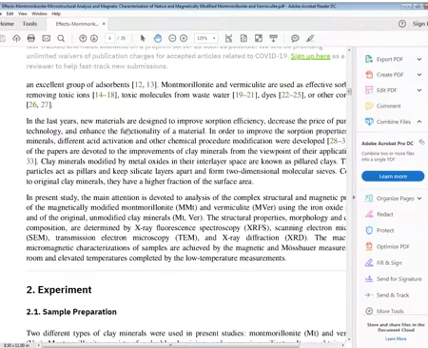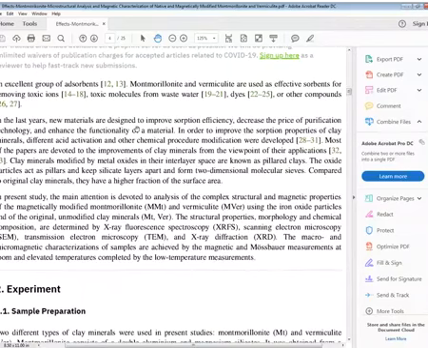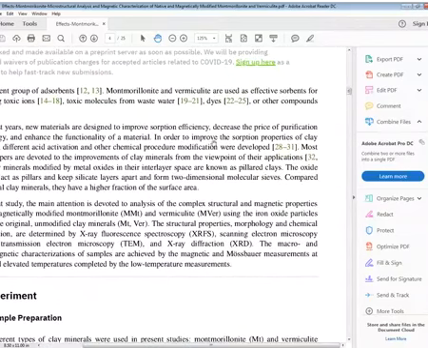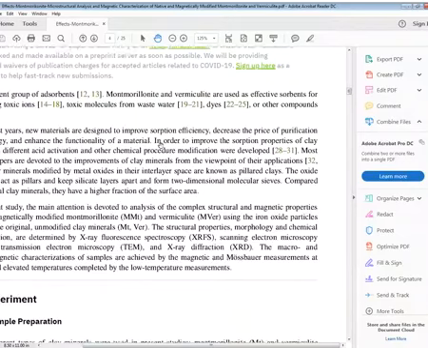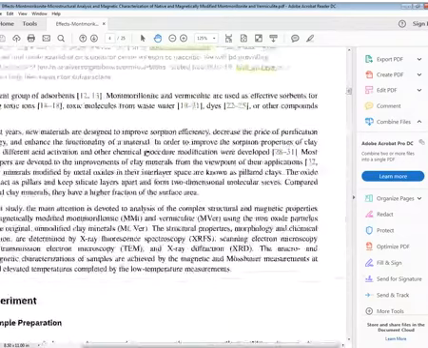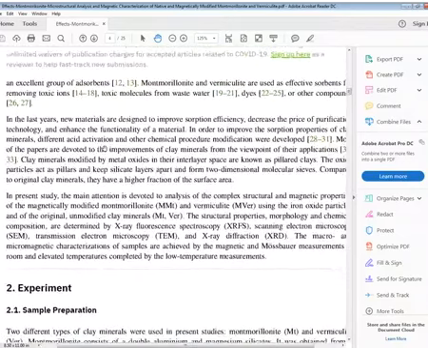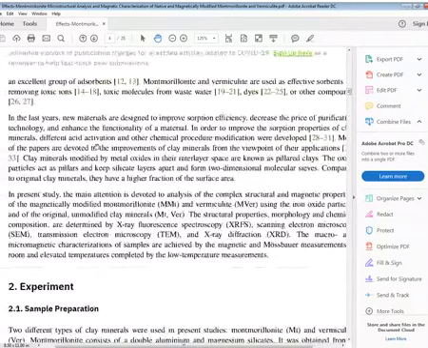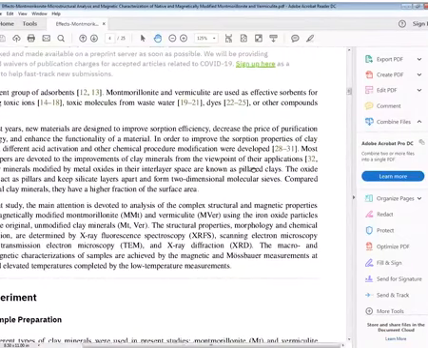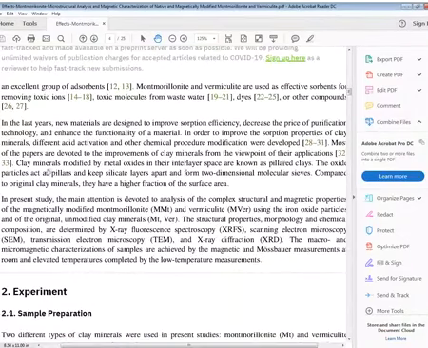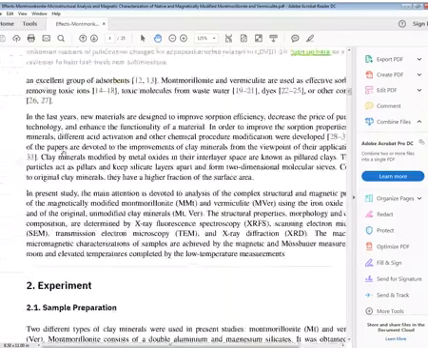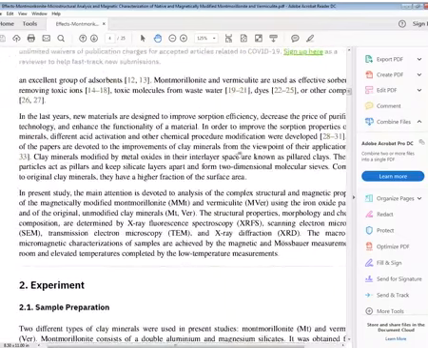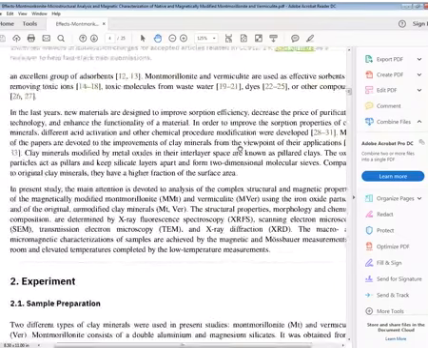In recent years, new materials have been designed to improve sorption efficiency, decrease the price of purification, this purification technology, and enhance the functionality of the material. In order to improve the sorption properties of clay, many different acid activations and other chemical modification procedures were developed. Most papers are devoted to improvements of clay minerals from the viewpoint of their applications.